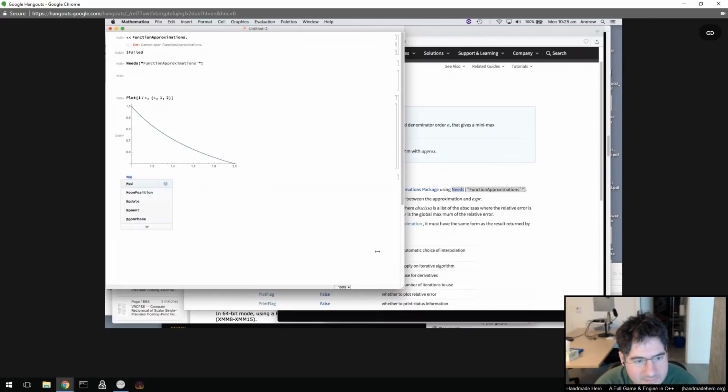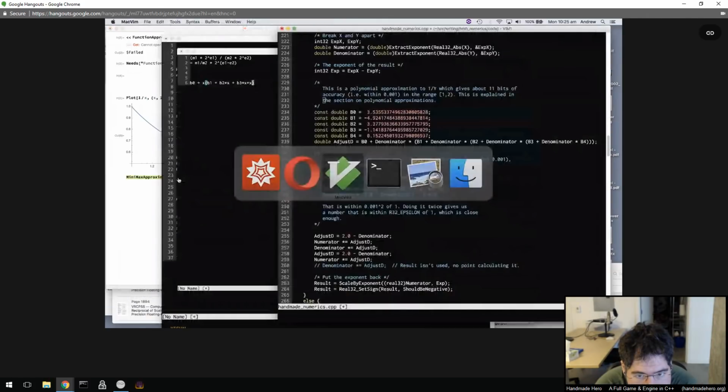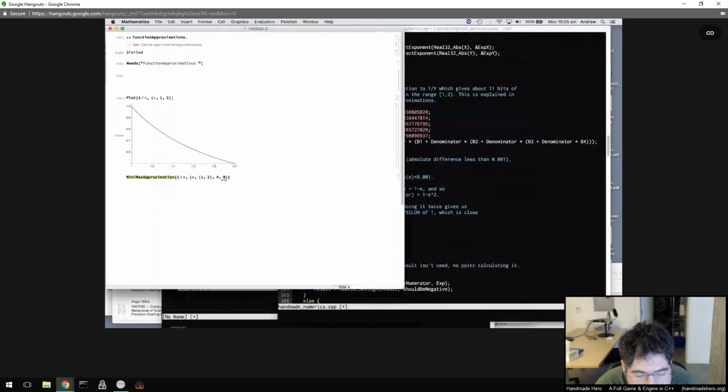Calculate the minimax approximation. Let's get this, because you don't have to remember the syntax this way, from x from 1 to 2, and in order, what polynomial did I say? That's quartic, so 4, 0. The reason for this 0 is that this will actually calculate rational.